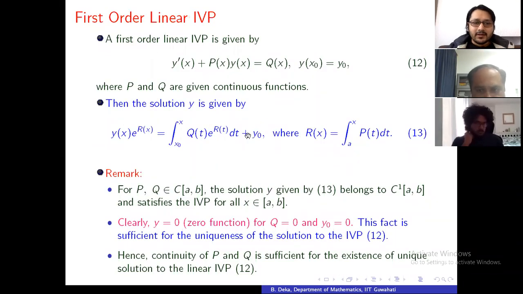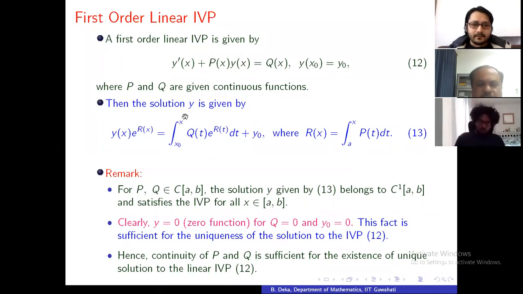Yes, sir. So the question is, how did we say that the solution is C1 in this case? Well, now you just take e to the power x to the right hand side. So e to the power minus x will always remain a continuous function. So you can differentiate, because ultimately what you will have is e to the power minus x in the right hand side, then multiplication of this.